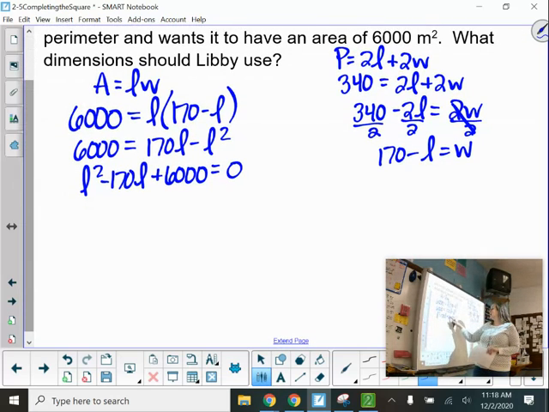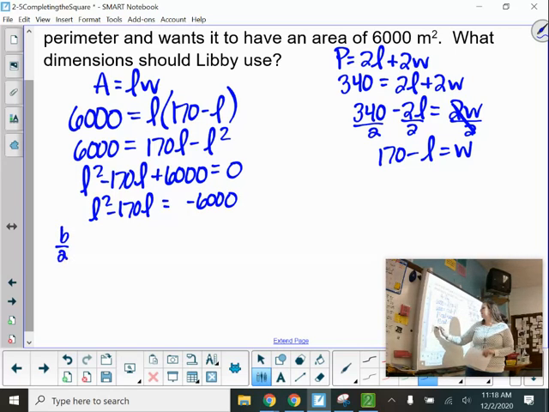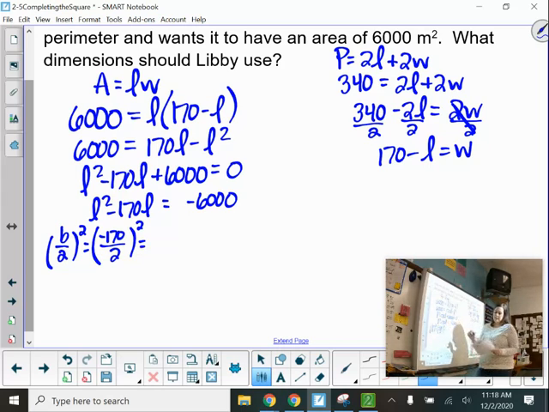So in order to do the process, I do want to move that 6,000 over. And then I have to do my b over 2 squared. So it's negative 170 divided by 2 squared. Well, negative 170 divided by 2, and then when you square it, you're going to get 7,225. This is 85 squared. And then we're going to add that to both sides.